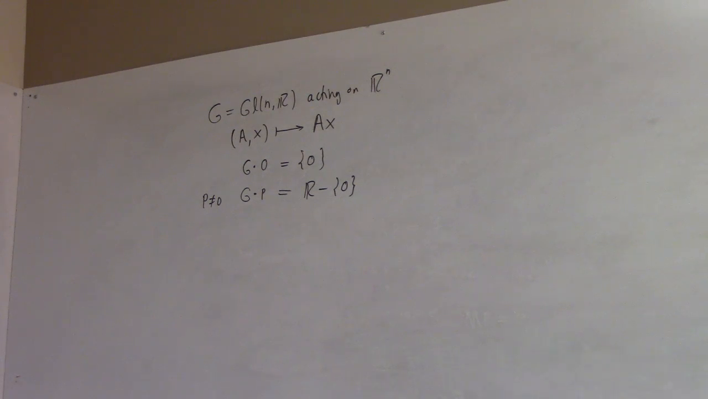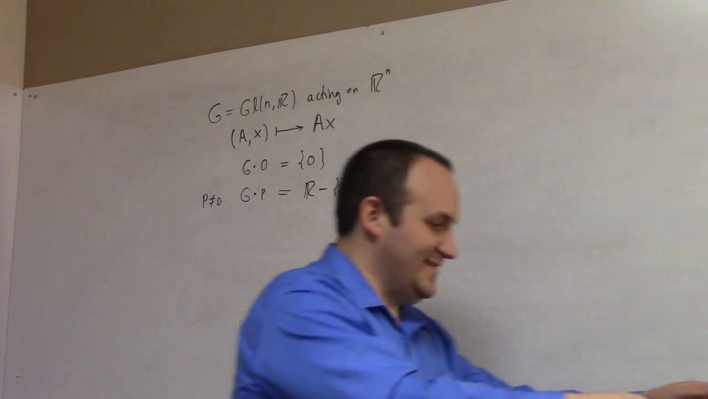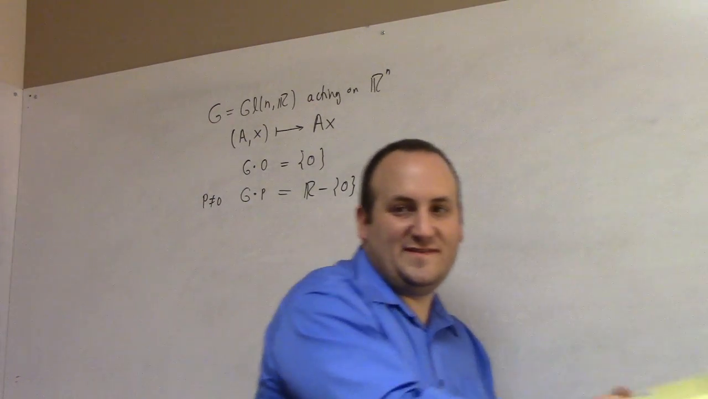There you go. So the orbit space is like a two-point set.